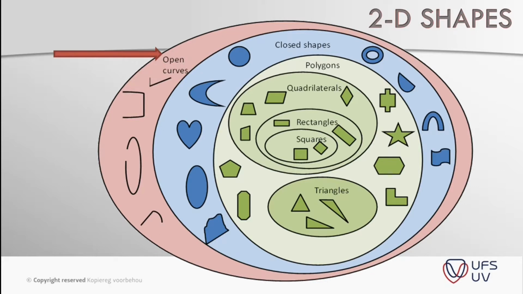Now think about the following. Is a square a rectangle? Is a triangle a polygon? Are all closed shapes polygons?